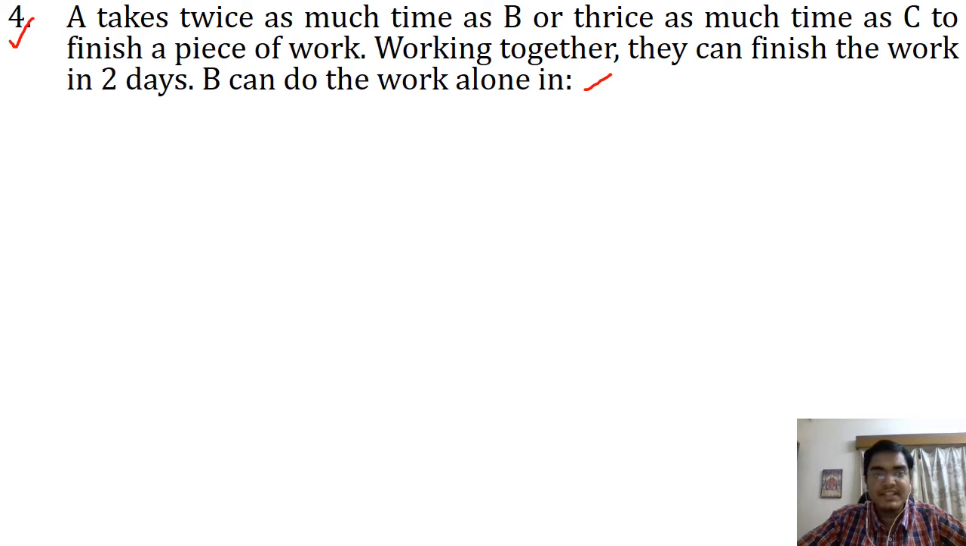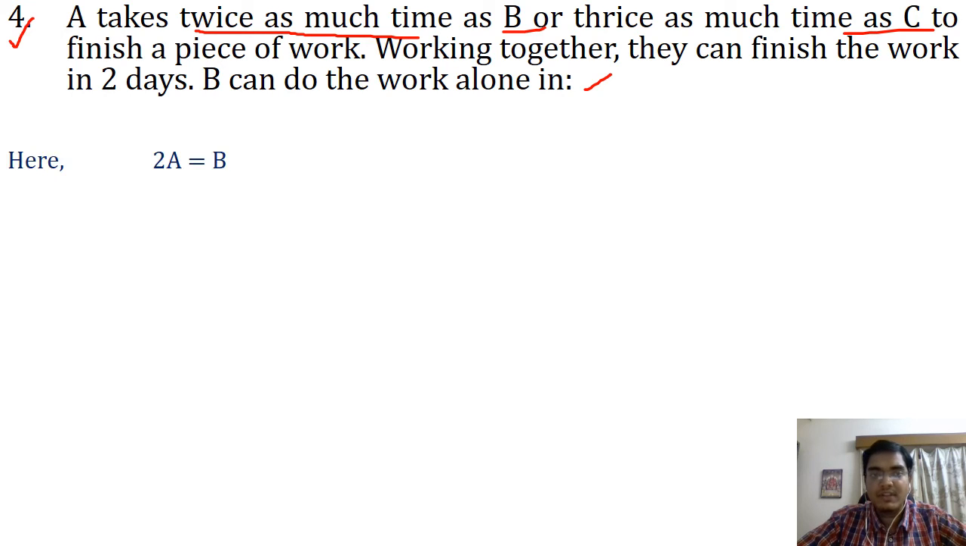So what this question says is, A takes twice as much time as B or thrice as much time as C to finish a piece of work. So from this information, can I say that A is half as efficient as B? Because if A does half the work as B, then he will take double the time. Similarly, A is 1/3 as efficient as C.